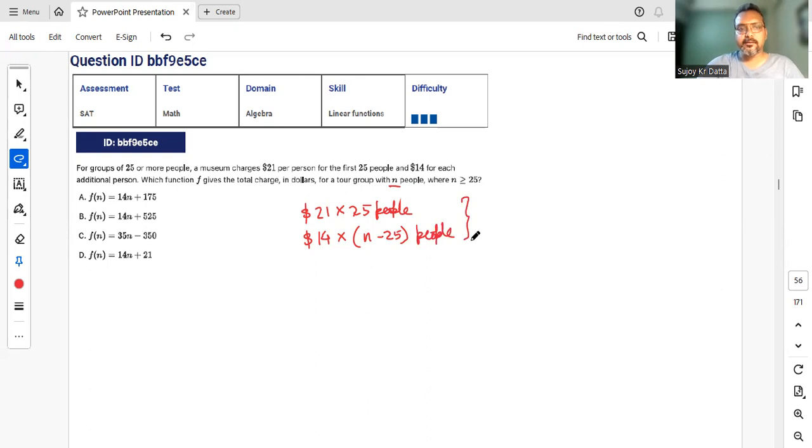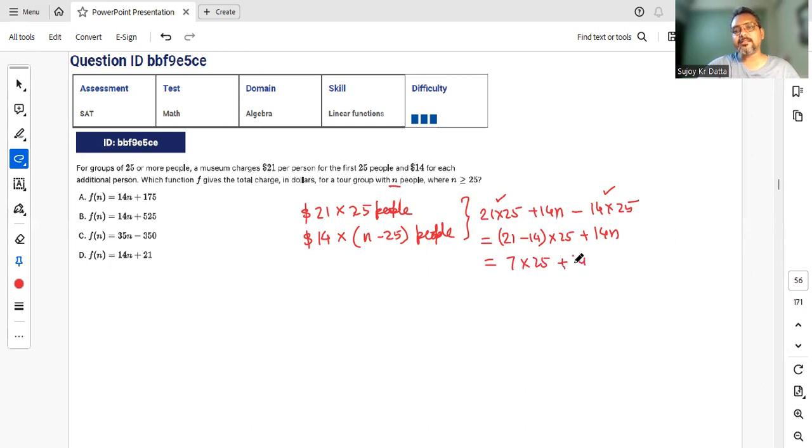So this would be the total charge. So that's how much? 21 times 25. So let's write that: 21 times 25 plus 14n minus 14 times 25. Which basically is, if you take 25 common, 21 minus 14 times 25 plus 14n. So that's 7 times 25 plus 14n. You can just go ahead and use a calculator. Here I am not using one. So 7 times 25 is 175 plus 14n. So that is your answer. So 14n plus 175. That's answer A.